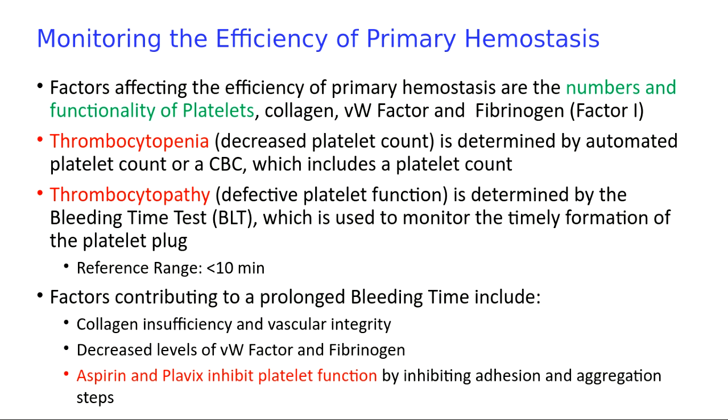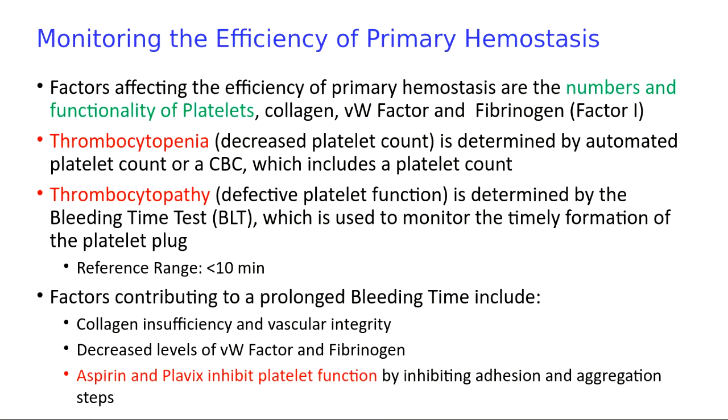But what if they are defective? What if they don't know how to do their job? Or what if the patient is taking some medicine, like aspirin or like Plavix or any number of medicines that can interfere with platelet function? So we want to be able to see the numbers of platelets and also the function of platelets. And there are different things that we can do to check platelet function.